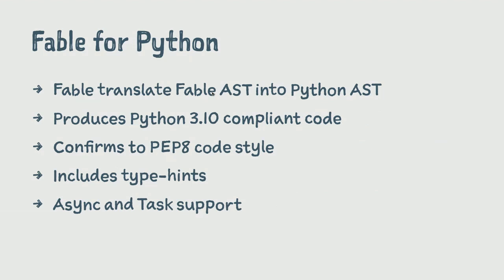So I started writing Fable for Python. It produces code that runs nicely with 3.9 to 3.12. It tries to conform with the style guides. It includes type hints. And I would say it's probably better at writing Python code with type hints than you are.